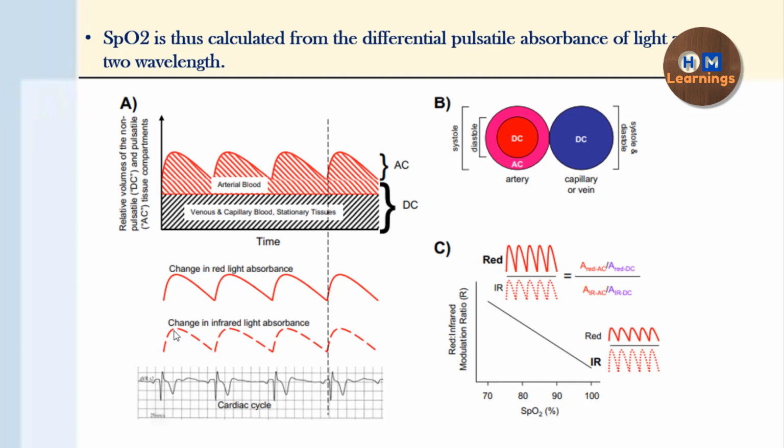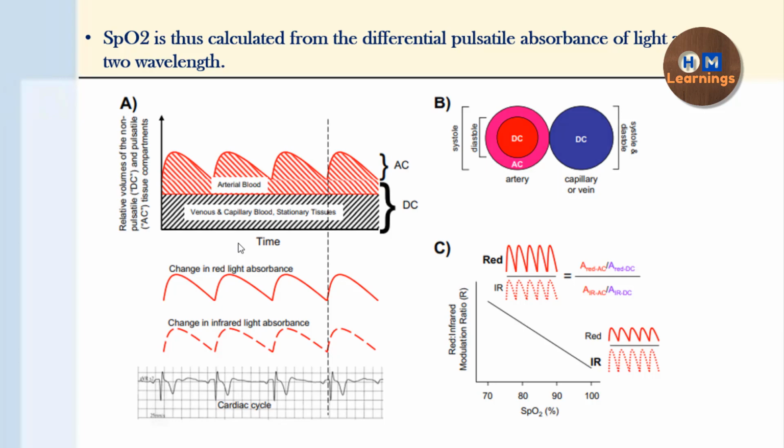So if the volume of the blood increases, what will happen? Both types of hemoglobin will increase. So there is fluctuation not only in the volume of the blood in the arterial compartment, but also in the absorbance of the red light and the infrared light with the cardiac cycle. It will increase in the systole and decrease in the diastole.